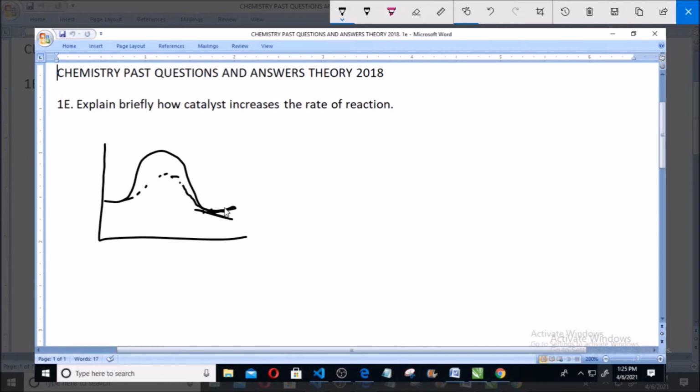So catalyst just lowers the activation energy, that is, this activation energy has been lowered by catalyst introduced here.